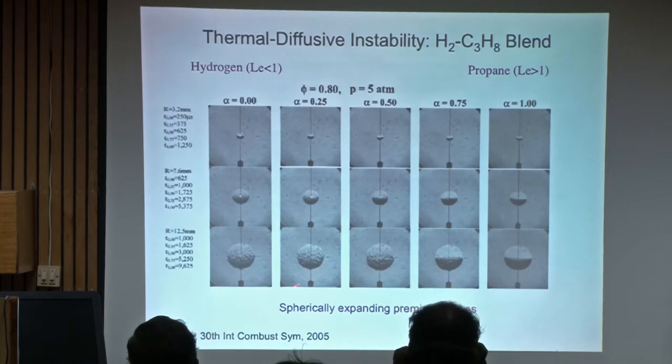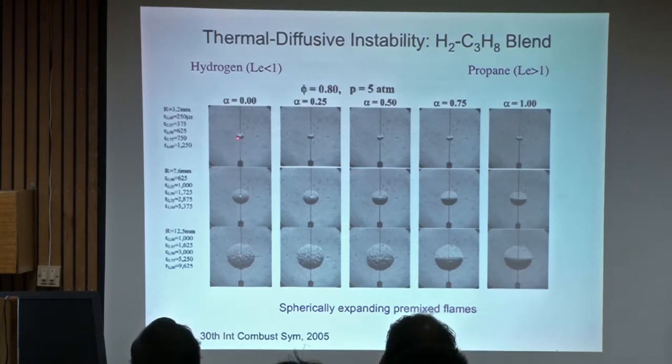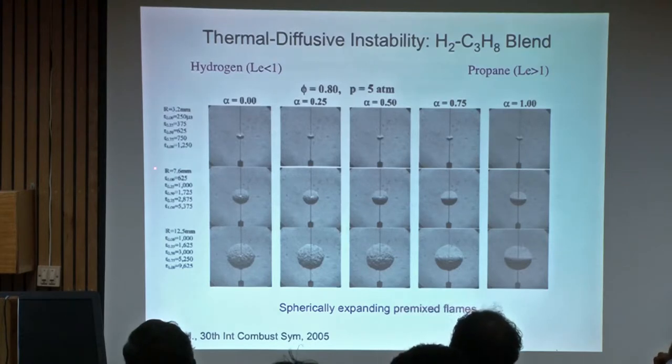So these are some flame images from C.K. Law's work. So this is what I was talking about. They ignite the mixture in the center, and then with time the flame propagates out. So these are at different times. I don't know if you can read the values of time. Anyway, these are at different times.